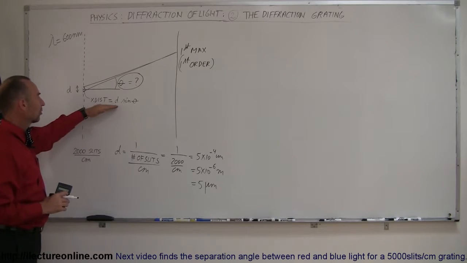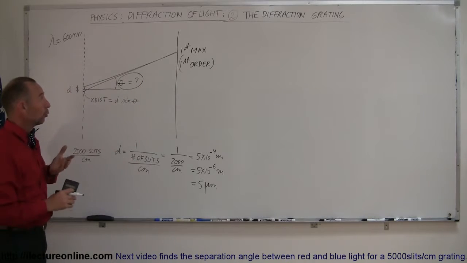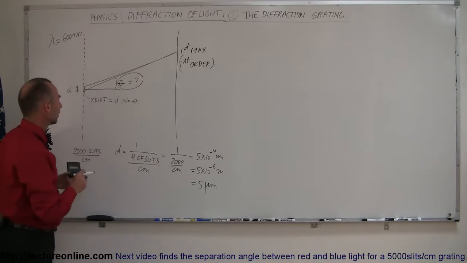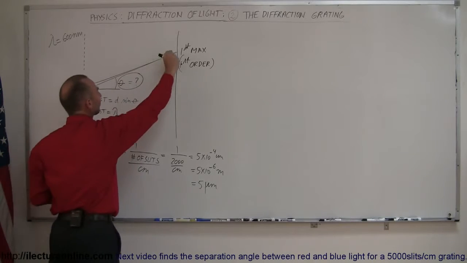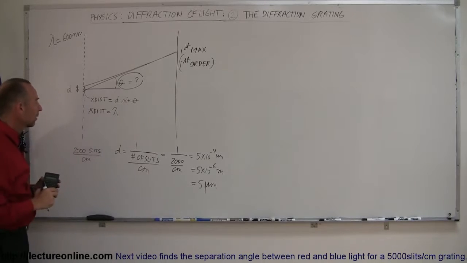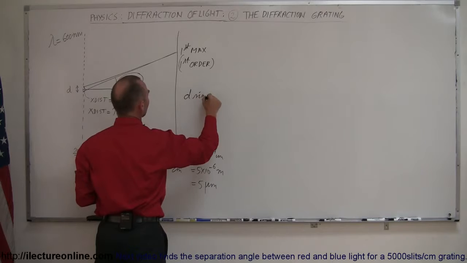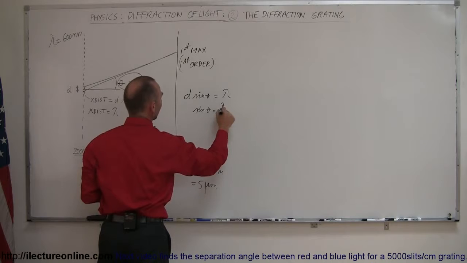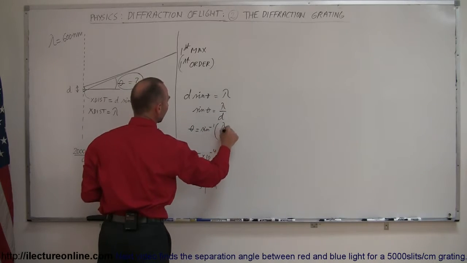Here we can say that the extra distance traveled, which is d sine theta, to find the first maximum, has to equal a full wavelength. That means the extra distance traveled by the ray over here compared to the ray over there is indeed a full wavelength. So we set the extra distance traveled equal to lambda. They're back in phase, and they then form a maximum or a bright fringe. So we set those equal to each other. We get d sine theta is equal to lambda, and therefore sine theta is equal to lambda over d, and therefore theta is equal to the arc sine of lambda over d.